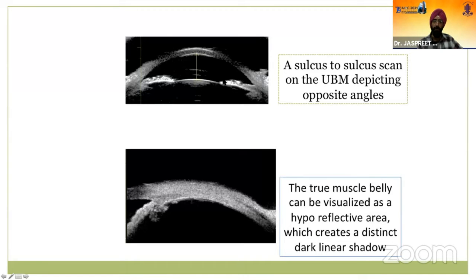So just to show you what it does, this is a sulcus to sulcus scan. So depending upon depicting the opposite angles, from these angles now, we need to go back till we are able to see the muscle belly. Now this muscle belly appears as a hyporeflective area starting from this and going posteriorly. So the limits are there. How posteriorly you can go is the limitation, but it does help you in planning, which I will be coming to later in my talk, and telling you how it would help even if you're not able to see it.